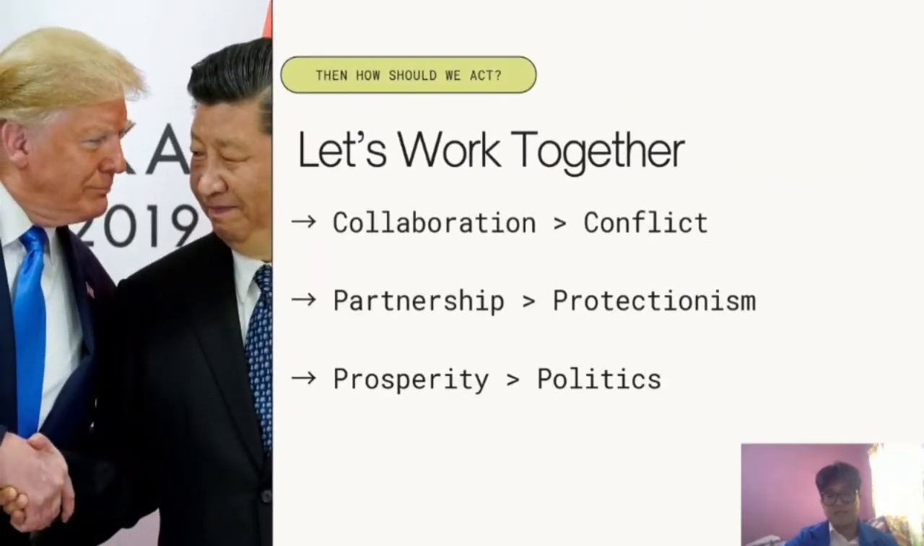To close, I'd like to leave you with a simple message. Let's choose collaboration over conflict. Let's choose partnership over protectionism. And let's focus on prosperity, not politics. The future of trade depends on how we respond now. I believe that by working together, we can create a better and more stable path forward.